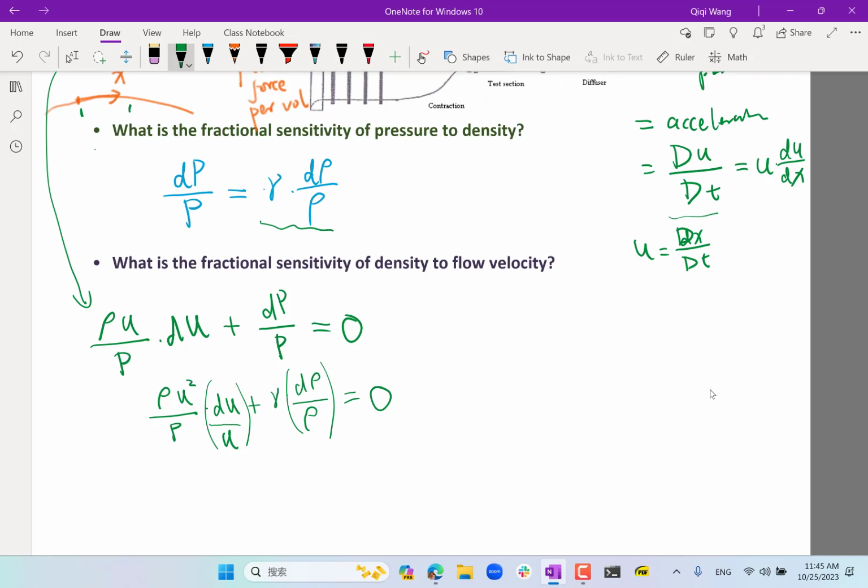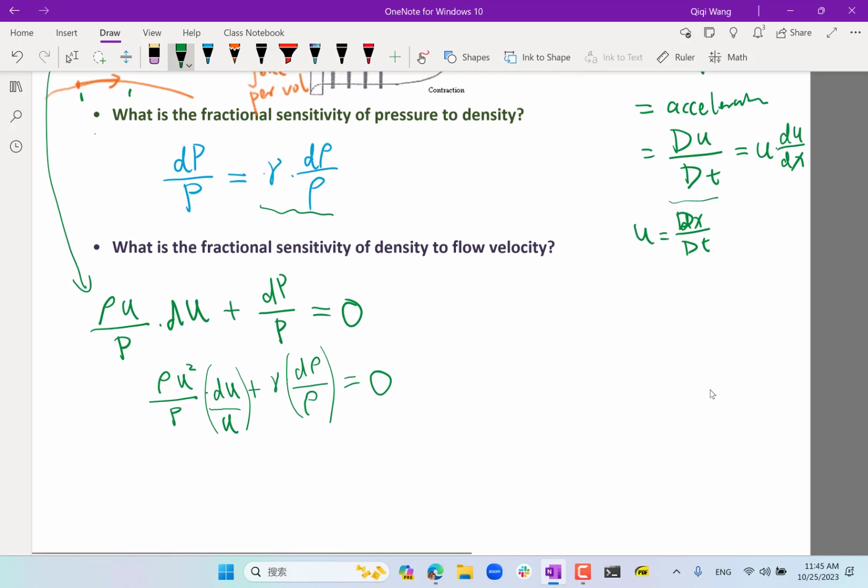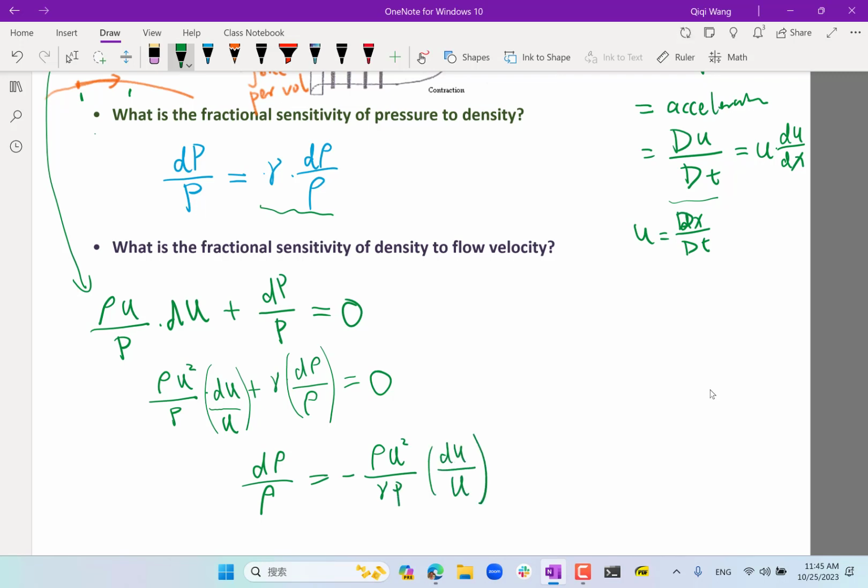So now let's answer the question: what is the fractional sensitivity of density to flow velocity? We can write it as d rho over rho, put it on one side of the equation. It is going to be equal to, we need to divide both sides by gamma, right, 1.4. This is going to be equal to minus rho u squared divided by gamma p times du over u. Okay, what that means is that if velocity increases by 1%, density would drop, but by what percent? By this much percent, right?